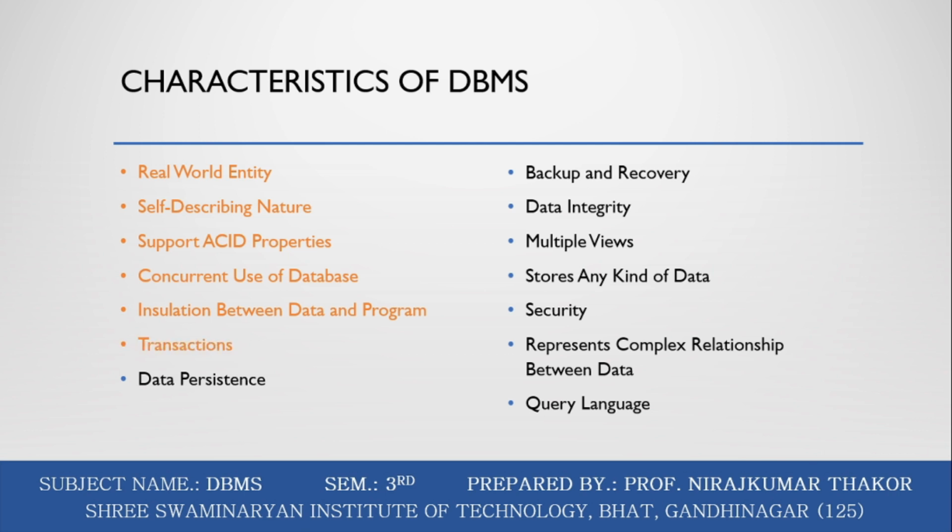Now the next one is the transaction. Transactions are a bunch of actions that are done to bring the database from one consistent state to another consistent state. Traditional file systems did not have this type of feature. A transaction is always atomic, which means it can never be further divided. It can only be completed or uncompleted.